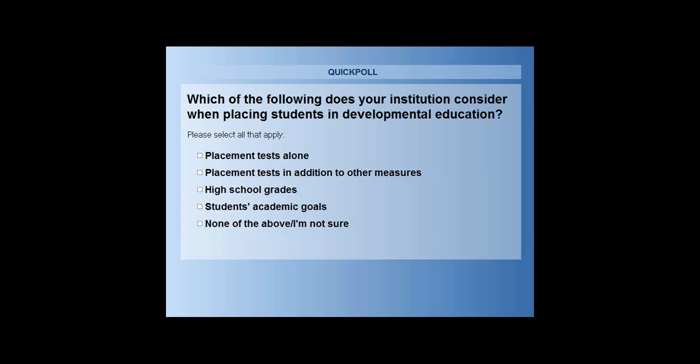So to set this up, what we'd like to do is to have you respond to the poll that's on your screen right now and just tell us, so our presenters have the benefit of knowing, whether or not you use placement tests alone when you are placing students into developmental education, whether you have additional measures that you use with the placement test, whether you use high school grades, whether your institution considers academic goals, and also you've got a choice if there's none of the above or you don't really know what your institution is doing. Give us some quick feedback, please, on the main way you determine whether or not students need to be placed in developmental education when they come to your college.